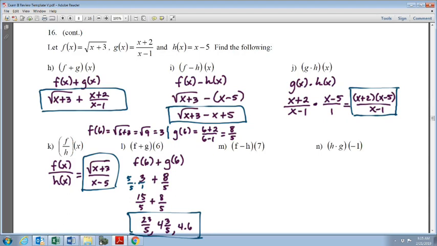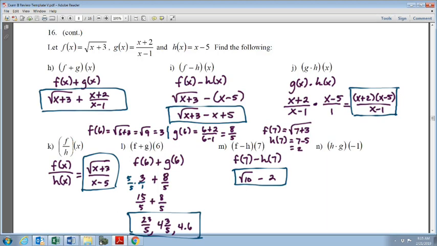On letter M here, we've got f of 7 minus h of 7. F of 7 is going to be the square root of 7 plus 3, and that's just square root of 10, minus h of 7. Well, that's going to be 7 minus 5, which is 2. Square root of 10 minus 2, we can't do anything to combine those. That's how we're going to leave our answer.